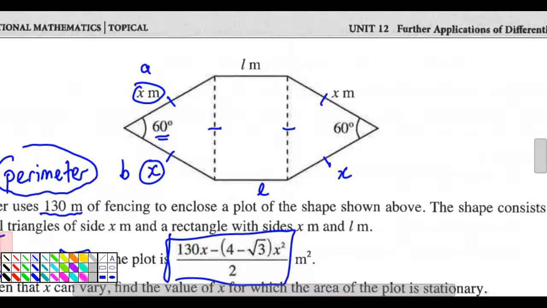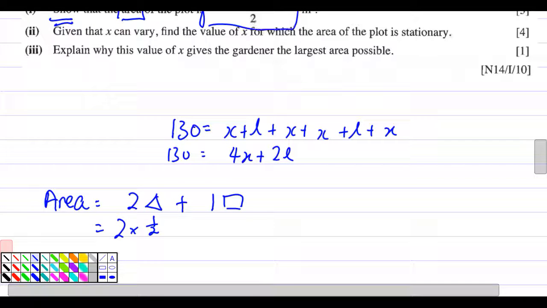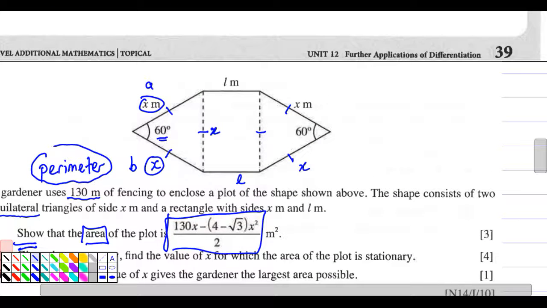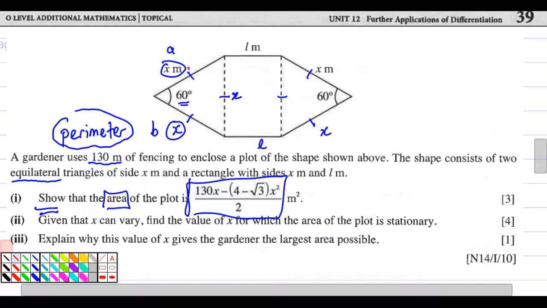This one, right? So I go back. Half XX sine 60 plus rectangle. Rectangle is what? L times x, right? Because equilateral triangle. How many of you miss this information? Didn't write the equilateral. Anyone? Didn't, because you didn't read.